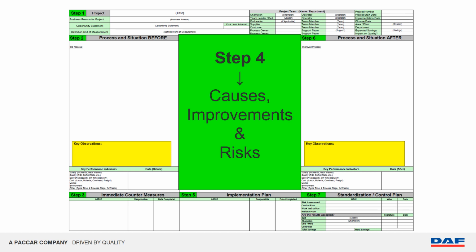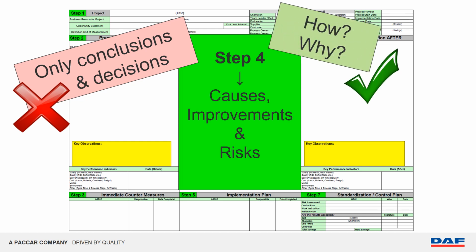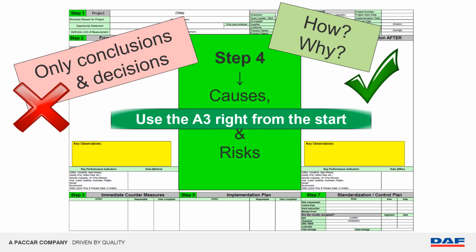At the end of step 4, your storyline should not just contain an overview of conclusions and decisions. It should include how you came to your conclusions and why you made certain decisions. This background is essential to add at step 4. And yes, this becomes quite a challenge when documenting your project when it's already finished. So I cannot emphasize enough to use the A3 one-pager right from the start of your project.